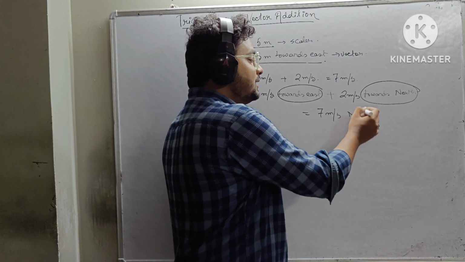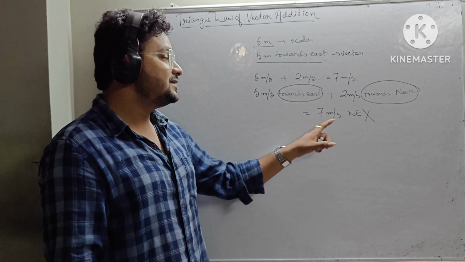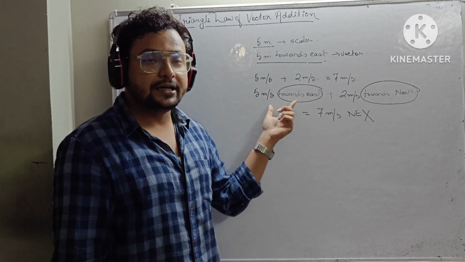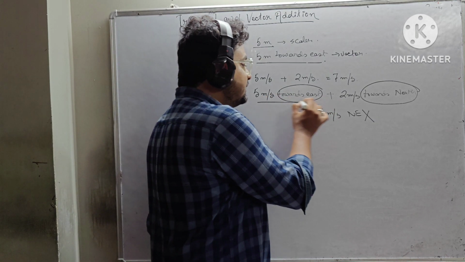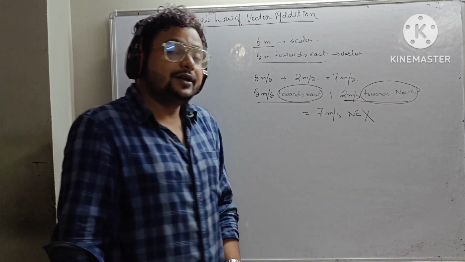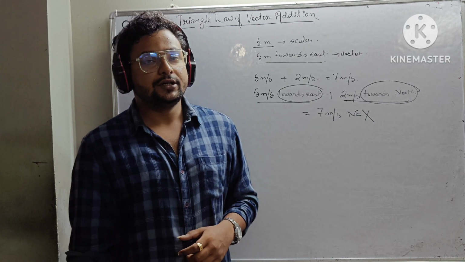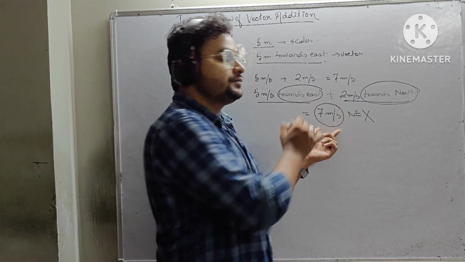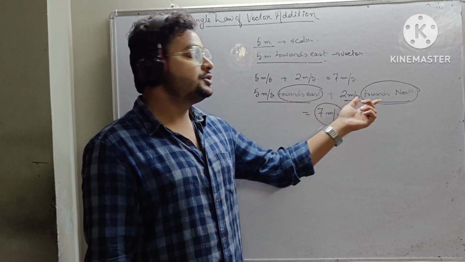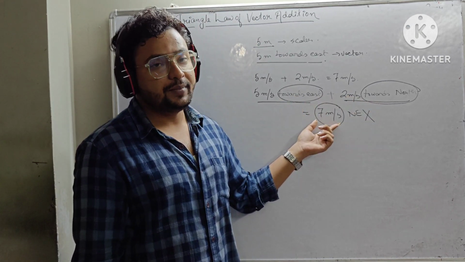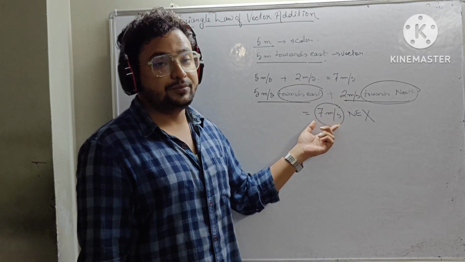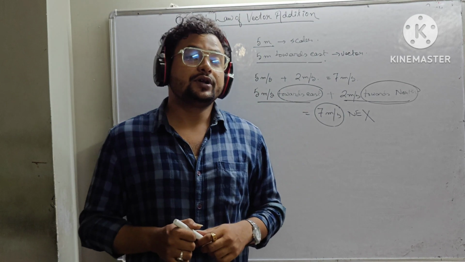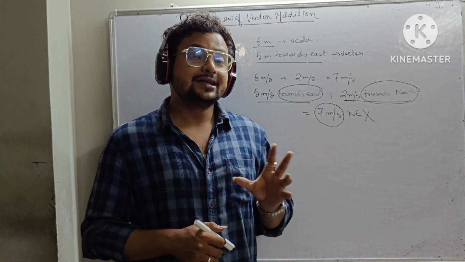But students, this is entirely wrong, because here we are adding 5 and 2 algebraically, but this entire thing is a vector quantity. A vector quantity cannot be added algebraically. If you add these two quantities, you will never get 7 meter per second, because you are adding algebraically and vector quantities cannot be added algebraically. So vector quantities have to be added using certain rules.